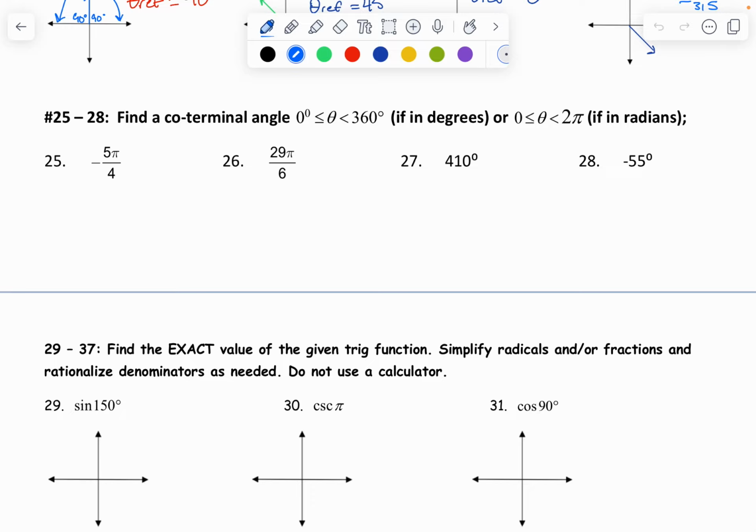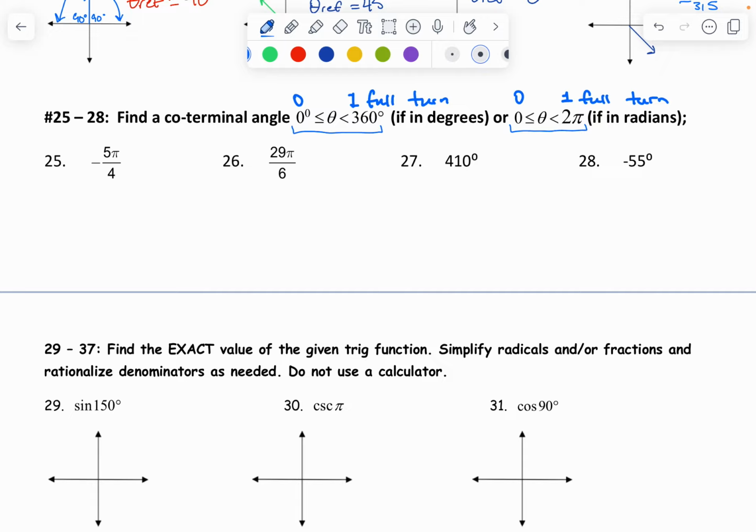For 25 through 28, we need to find a coterminal angle, and it needs to fit into the restricted range here. So it's important to realize that this is just between 0 and 1 full turn, and this is between 0 and 1 full turn. Okay, now it's good practice to look for things that don't fit into this range.